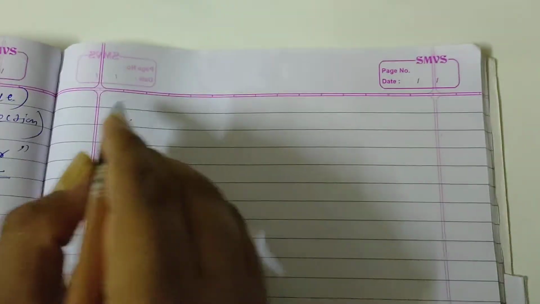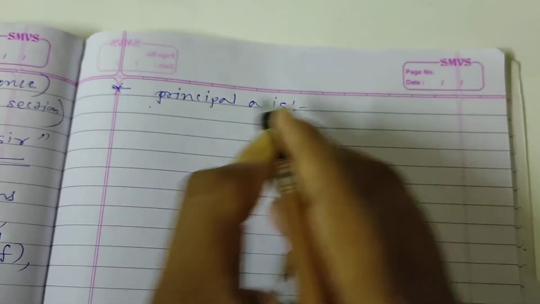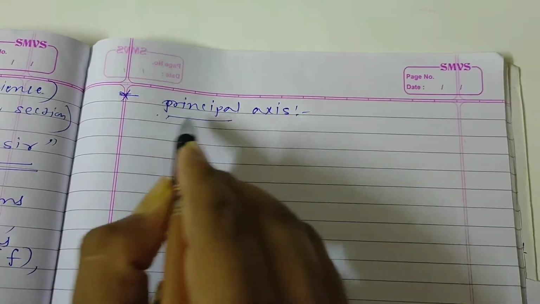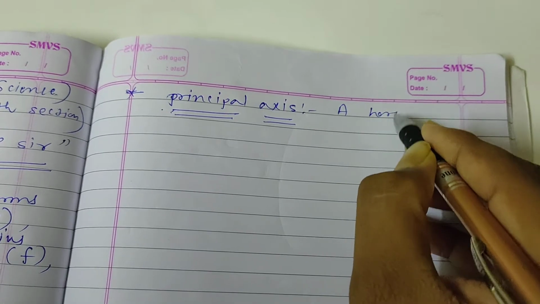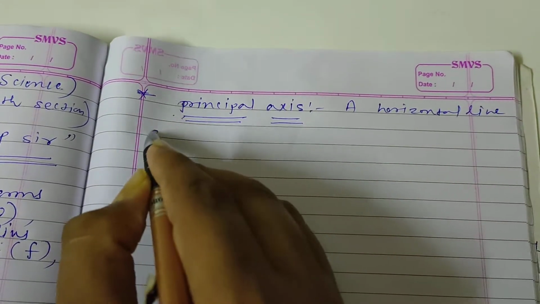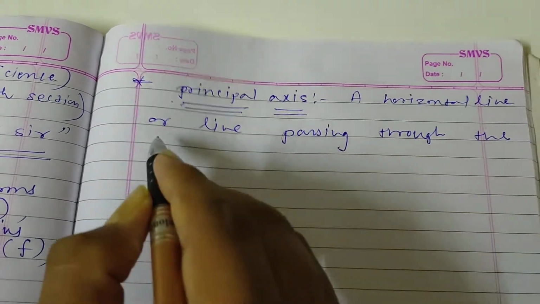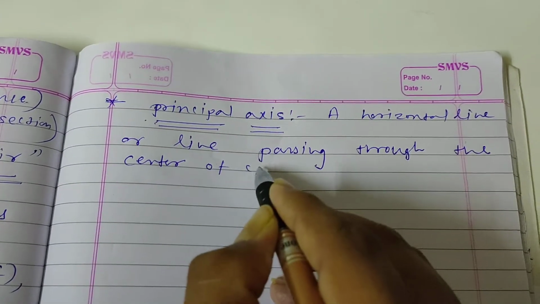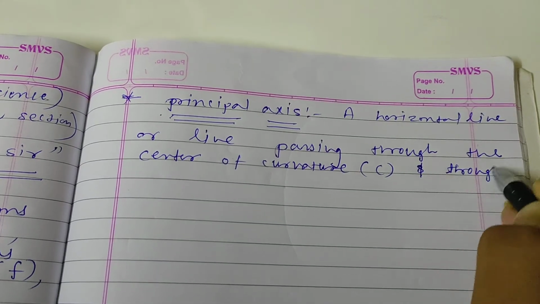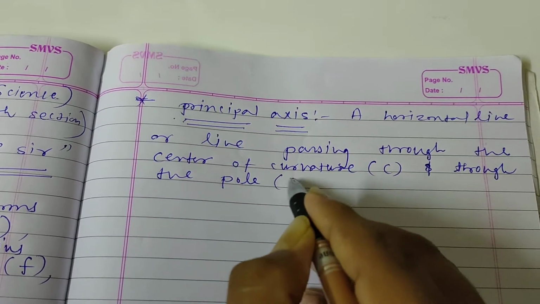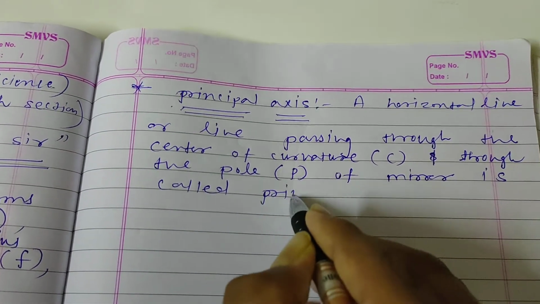Now, third point, principal axis. A horizontal line passing through the center of curvature C and through the pole of the mirror is called the principal axis.